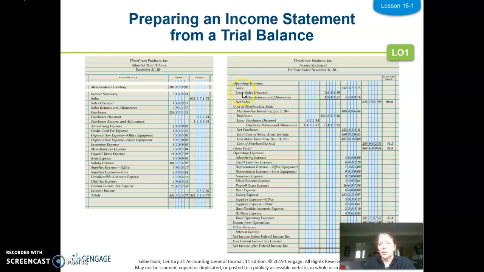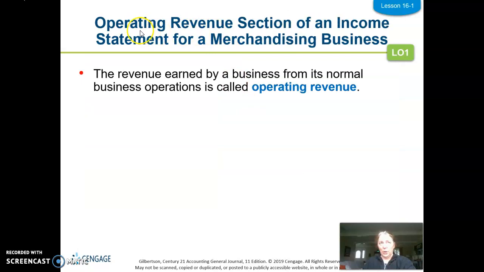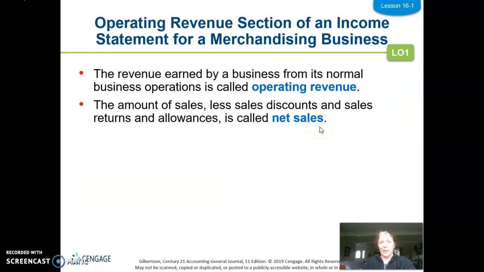The big sections are operating revenue, which has a colon afterwards. Then the second section is cost of merchandise sold. And then it's operating expenses. Those are the big sections, and we just finished the trial balance, so we'll go through each of these. Starting with the operating revenue section.